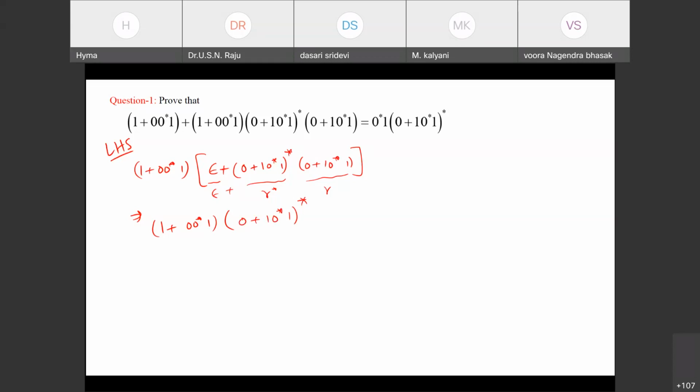Then how do I get this? Please think and tell me the answer. Okay, this part you got now. At least I'm giving the clue. So this part and whatever you got, they are one and the same. Now how do you get this one?